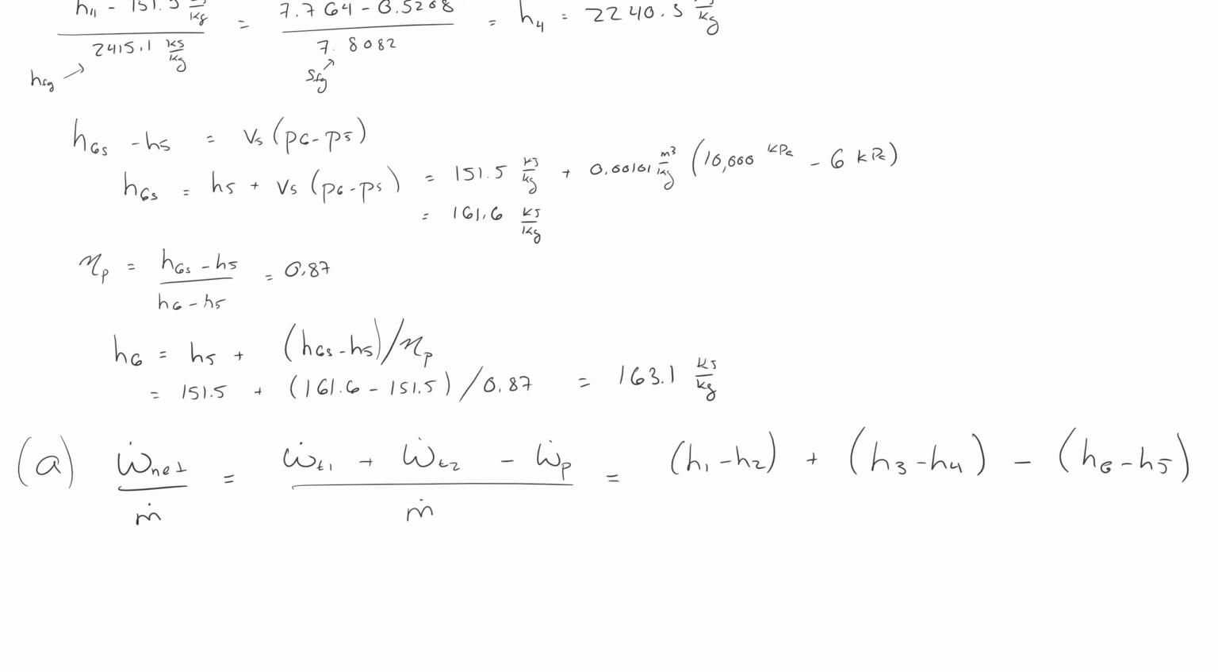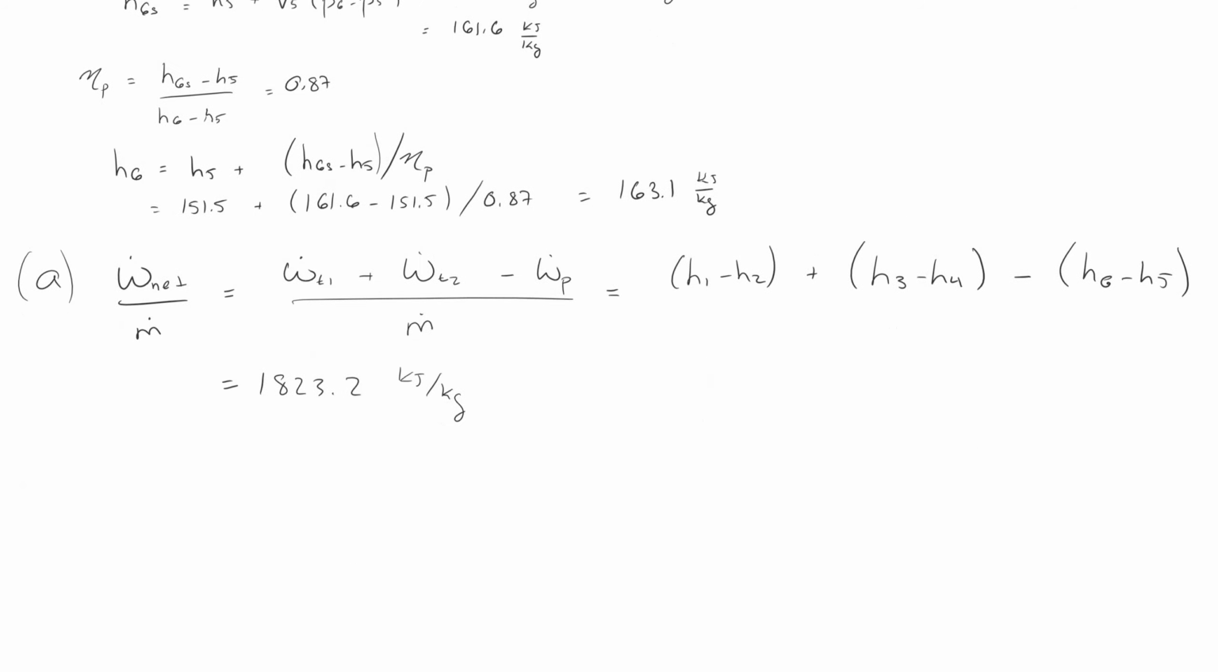I'll spare you all the details of me plugging and chugging there, but I'm going to expect an answer that has the same units of enthalpy. And when you plug in the enthalpies that we got above, you have 1823.2 kilojoules per kilogram.